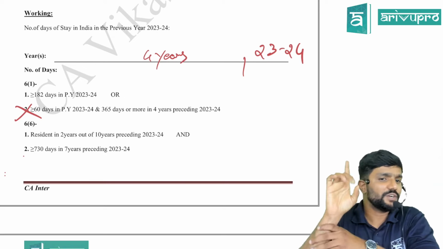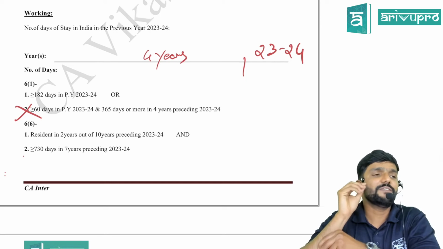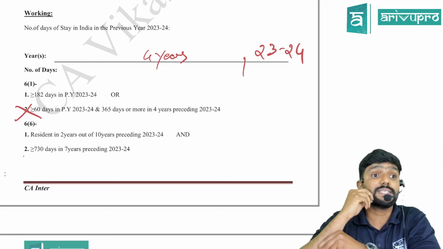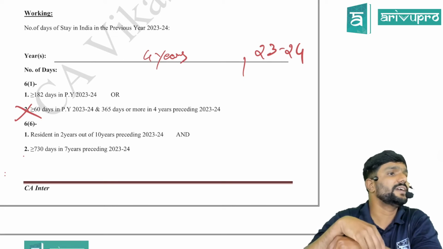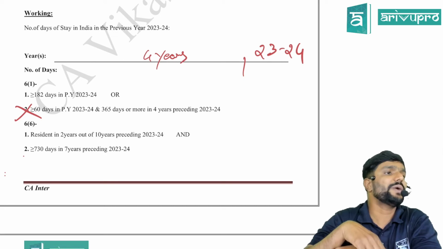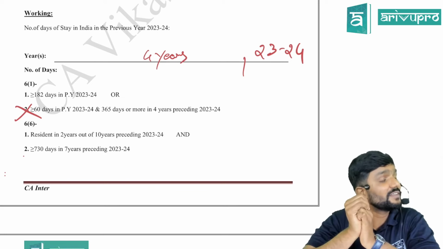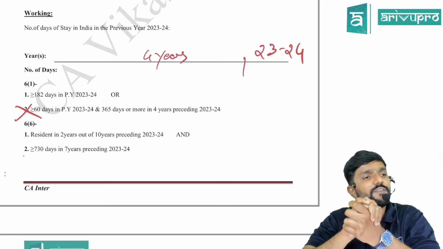I have got 3 answers: 236, 237, 238. Even if you write a one day difference, they will cut the marks. The answer might be correct, but it may not make a difference to the final answer. Half marks at least they will deduct. Come on guys. 2024, is it a leap year or what? Leap year. So 28 days in February or 29 days? 29 days. Sir, is it important? Yes, it is important.